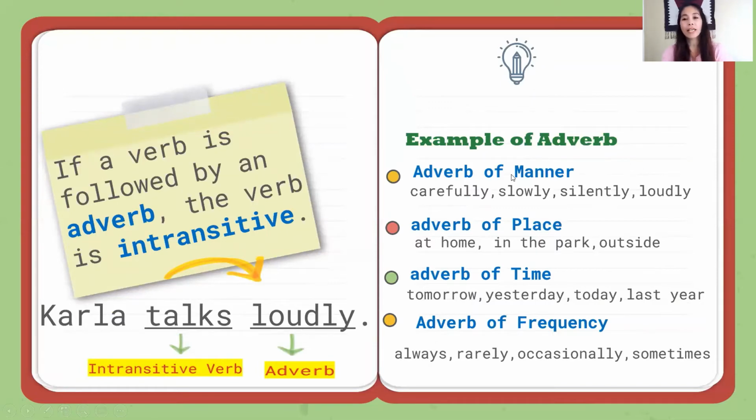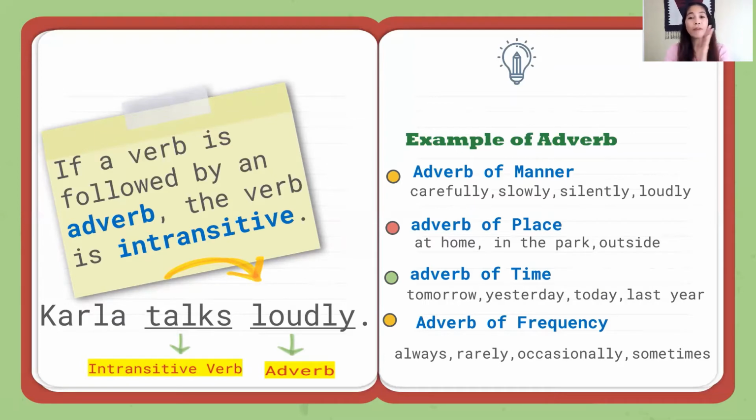All right, so here are the examples of adverbs. We have the adverb of manner. An example for that is carefully, slowly, silently, and loudly. The adverb of place always talks about place. We have at home, in the park, outside. And we also have the adverb of time. We have examples tomorrow, yesterday, today, and last year. Now the adverb of frequency we have always, rarely, occasionally, and sometimes.